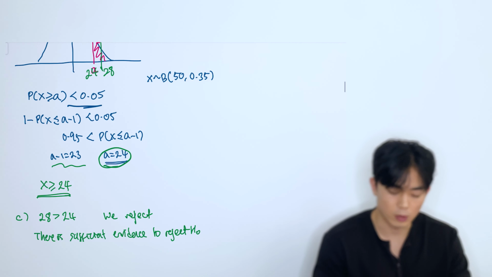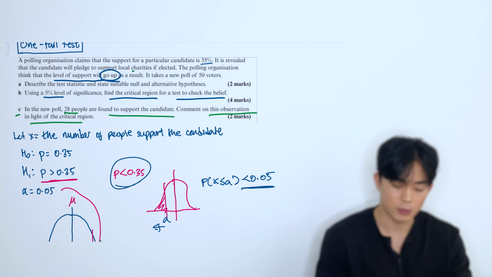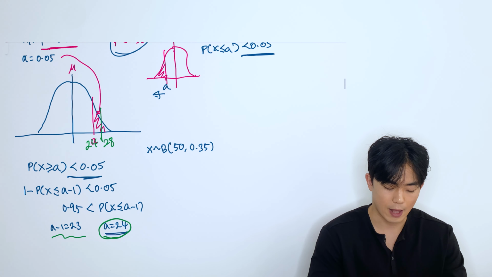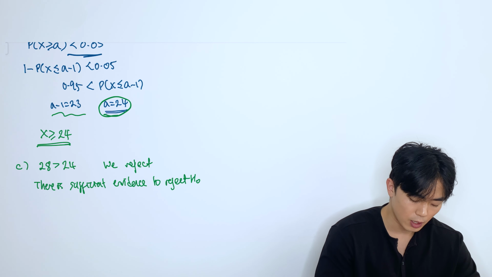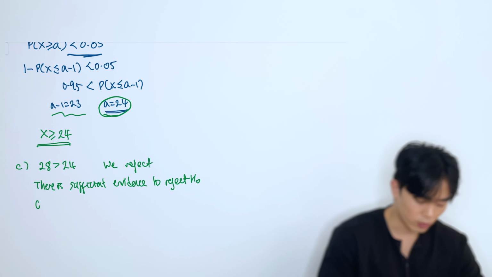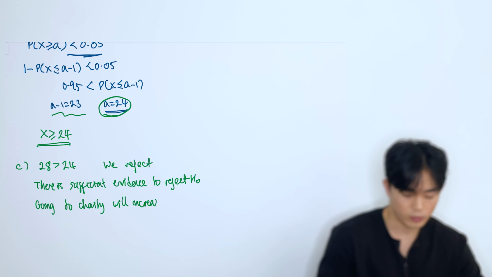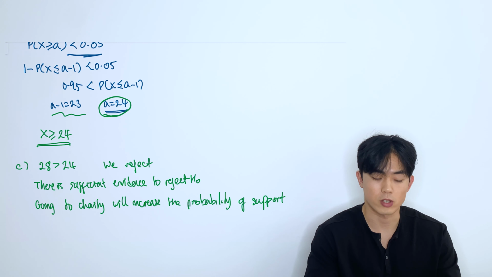So what were they theorizing? What they were saying is that if they go to a charity, the probability or the percentage of people who support the candidate would increase, right? And that is correct, right? So we can say going to charity will increase the probability of support. Okay, so it's just answering or concluding in the context of the question. Right, let's try another one.